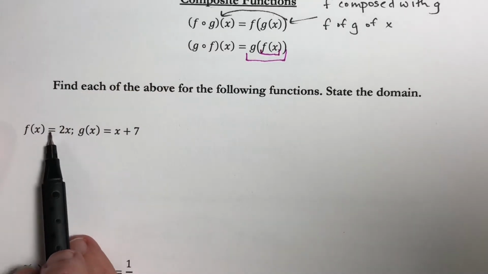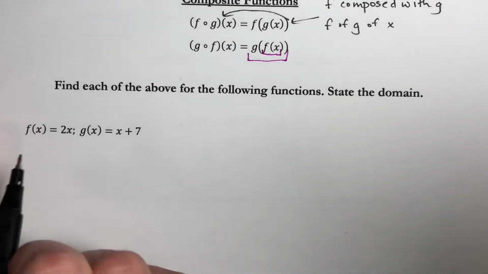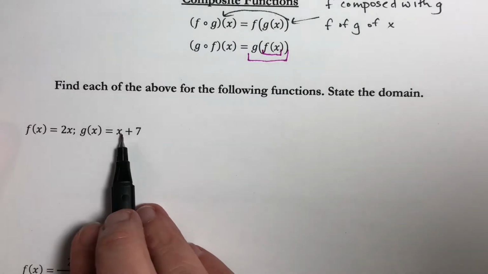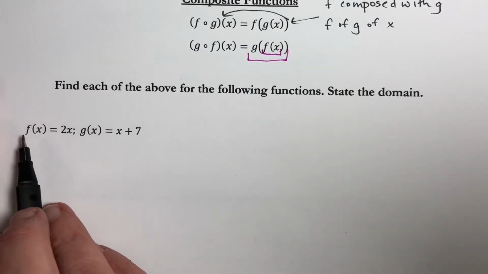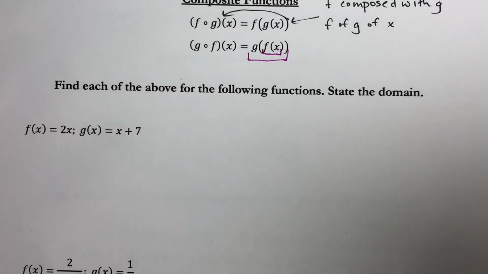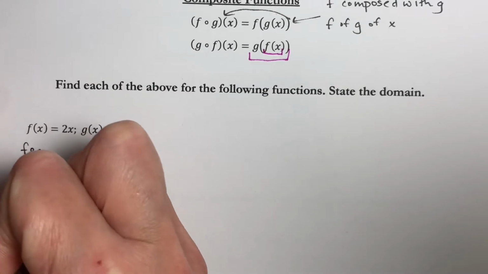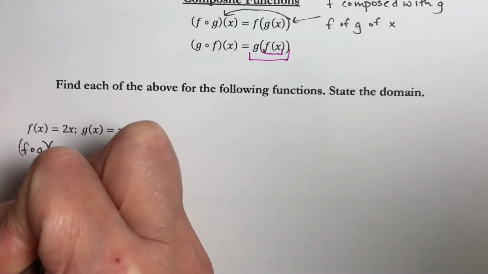Okay? So if I just look at these two right here individually, f of x equals 2x. There's no denominator here. There's no radical here. The domain here is all real numbers. The same thing here. So individually, f of x does not have any issues. g of x does not have any issues. Okay. So let's find f composed with g of x.